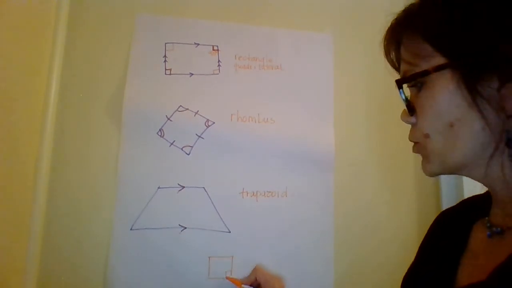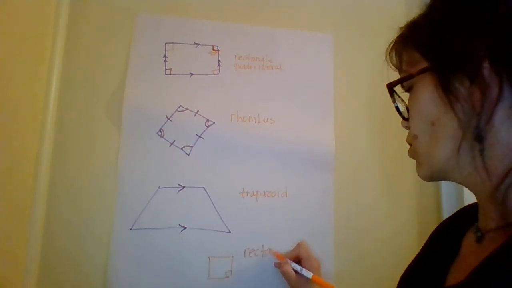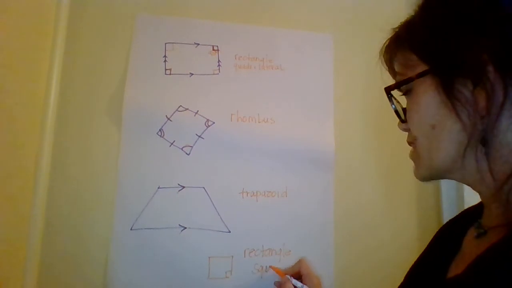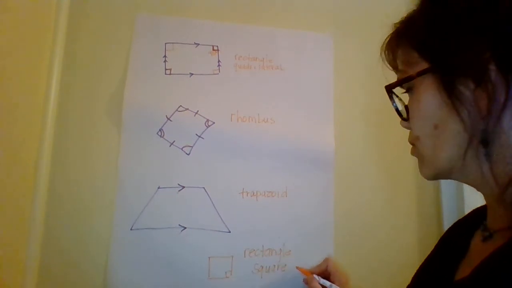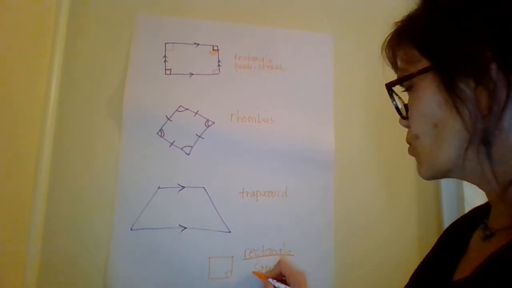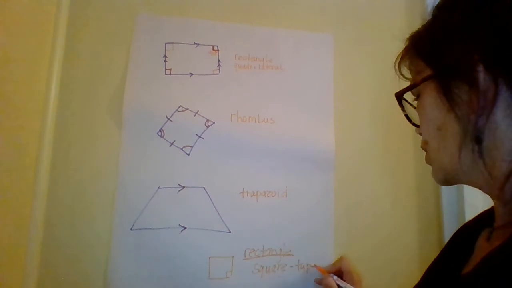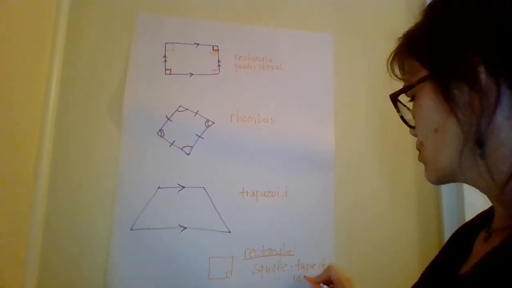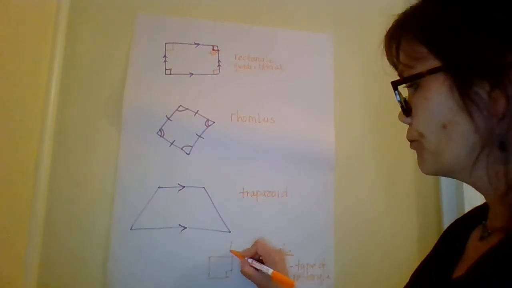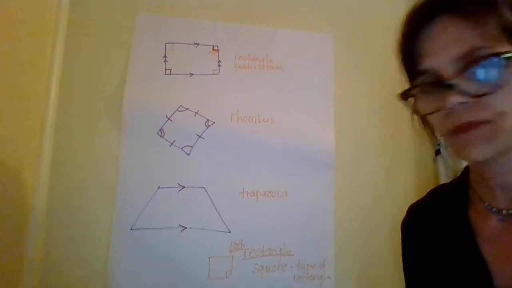And I want to end with this. Sometimes people try to trick you and they say, is this a rectangle or is this a square? And the thing that's tricky is a rectangle is the category. A square is a type of rectangle. So the trick answer here is this is both a square and a rectangle because it fits into both definitions.